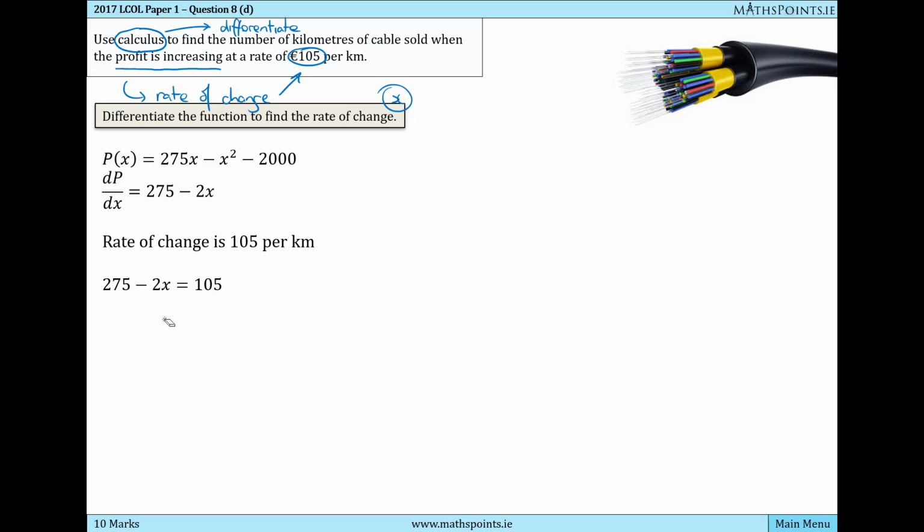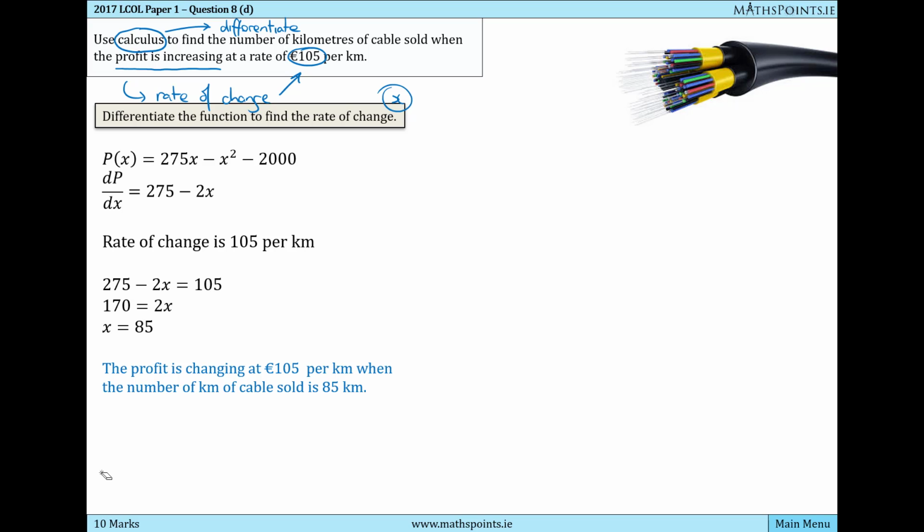So essentially what we're doing is we're trying to find out what amount of cable sold, what x value, would give a rate of change of 105. And so this is a simple linear equation. We are going to bring the x's to one side and the numbers to the other side. So I'm going to add a 2x to both sides to have the 2x on the right hand side, and subtract a 105 from both sides to give me 275 minus 105 is 170. If 2x is equal to 170, x is equal to 170 divided by 2, which is 85. So when we sell 85 kilometers of cable, the profit is changing at that particular moment in time by 105 euros per kilometer of cable sold.